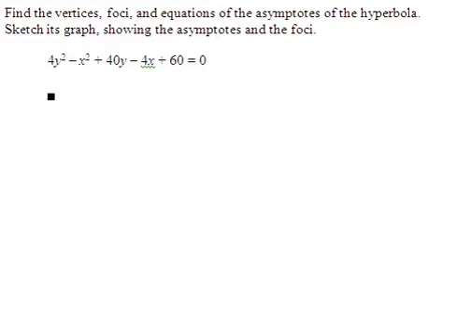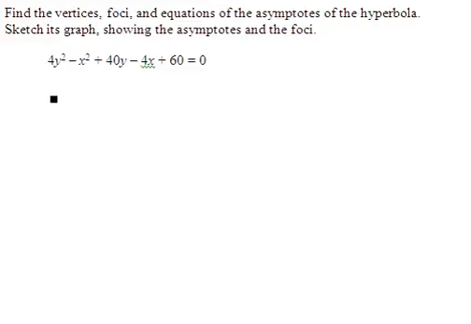Well, our equation is 4y squared minus x squared plus 40y minus 4x plus 60 equals 0. And so what I see first is that we have different coefficients for the x squared and y squared terms, and we have a subtraction of x squared. The different coefficients indicate it's either an ellipse or a hyperbola. It's not a circle, and the fact that I have subtraction for one of the squared terms tells me that it actually is a hyperbola.